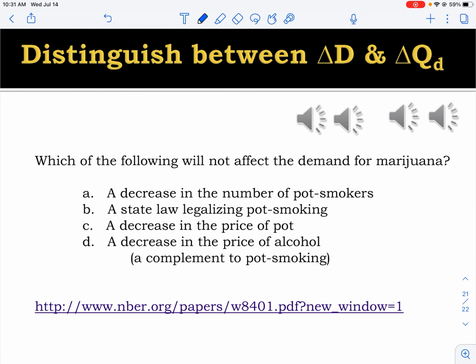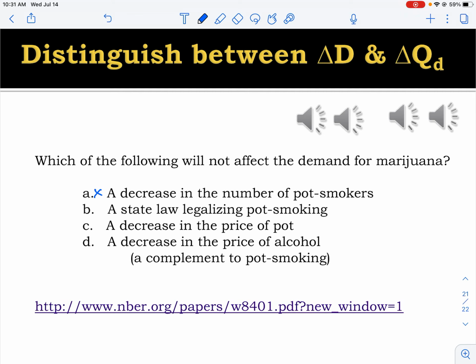A decrease in the number of pot smokers. Would that affect the demand for marijuana? Well, that sounds like a change in the number of people in that market, right? If fewer people are smoking it, then you'd expect the demand for marijuana to go down. So that is not going to be the correct answer.